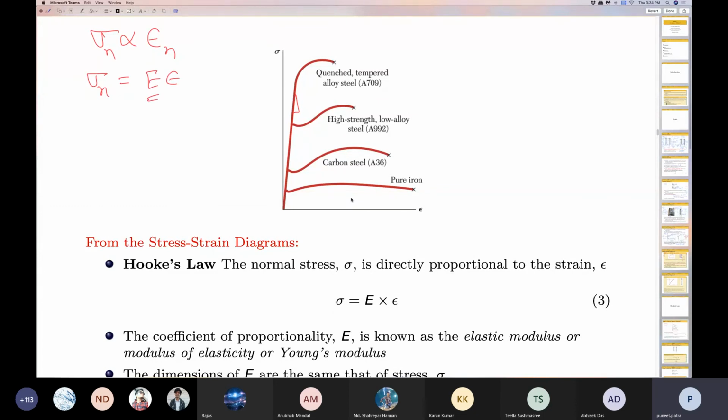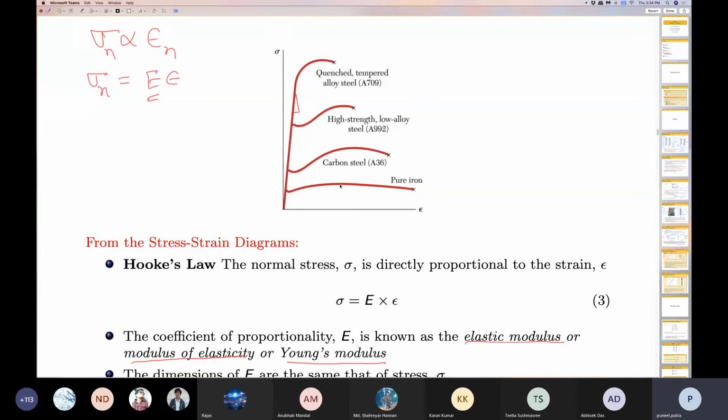And this quantity E, that is the proportional constant E, is also known as the elastic modulus. It is also known as the modulus of elasticity and also as the Young's modulus. So if someone is asking you, do you know elastic modulus? You should say yes. If someone is asking you, do you know modulus of elasticity? You should say yes. And the same thing holds true for Young's modulus as well.